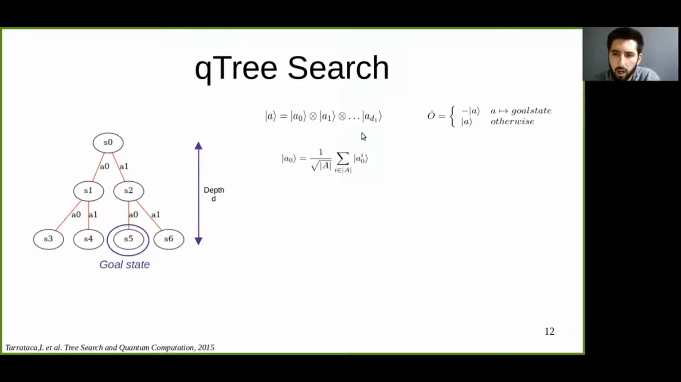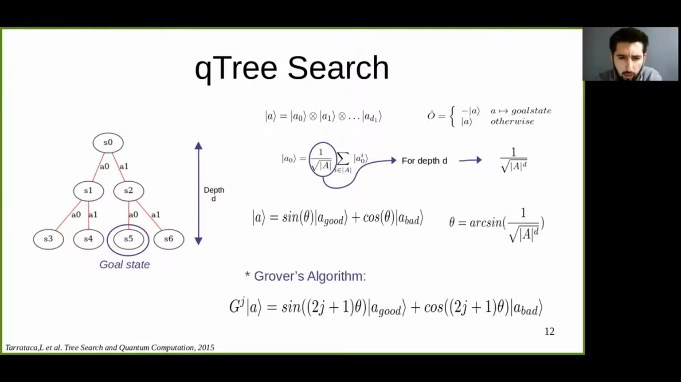Okay, again, our oracle will invert the phase of the sequence of actions that lead to the goal state. Now, we build the uniform superposition over all possible sequences of actions until a depth d, which means that each sequence of actions will have a corresponding amplitude, which will be 1 over the square root of a to the d. Now, we can look at the quantum state A, the uniform superposition over all possible actions, as being spanned by the subspace of good actions, which means the correct sequence of actions, and being spanned by the subspace of bad actions, all other possible sequences of actions.